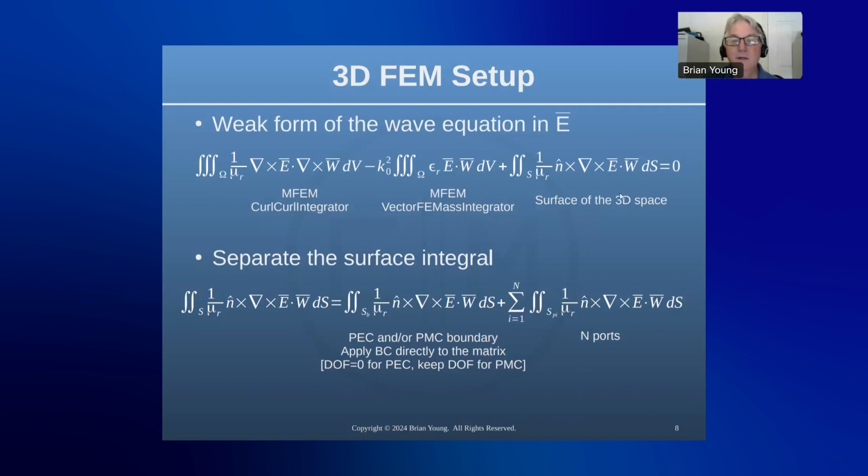second term with the vector FE mass integrator. The third term is the surface term, and that's where you need to apply boundary conditions, and that's where the ports are. So you have to bring in the ports from the surface term. So the surface term can be broken into the end ports and then everything else. The surface that's not ports right now can be a perfect electric conductor, which is easy to apply directly in the matrix by manipulating the DOFs. And then there's the end ports, which have to be considered.